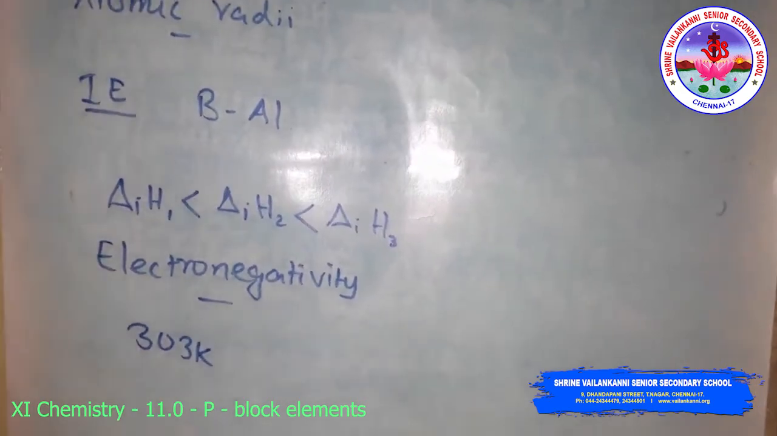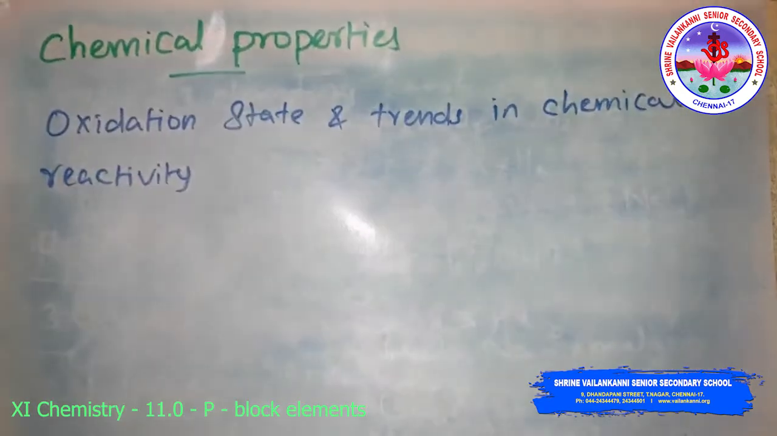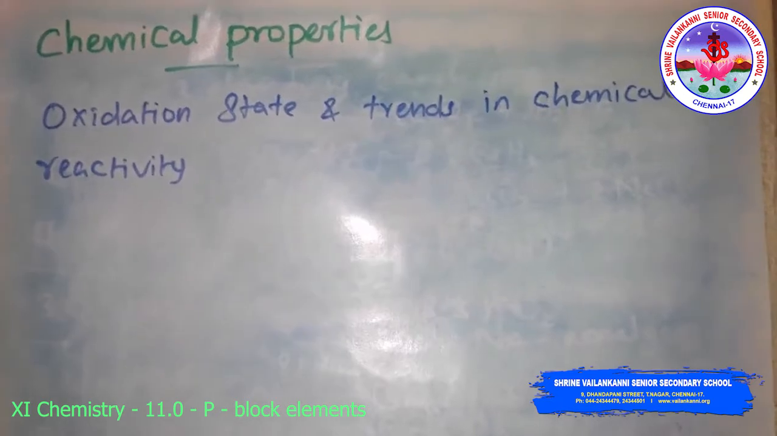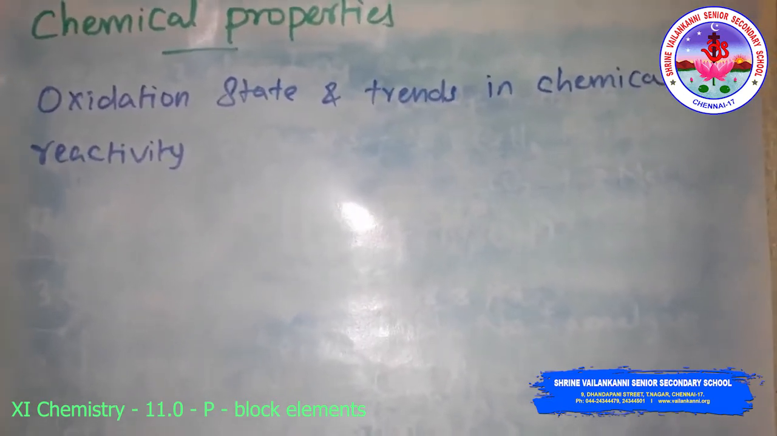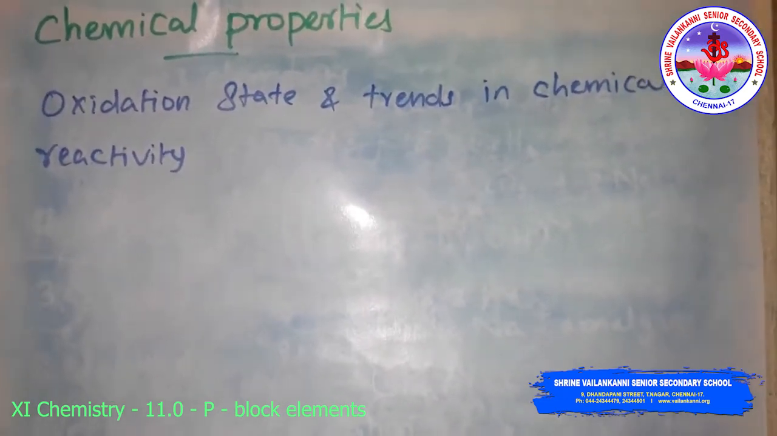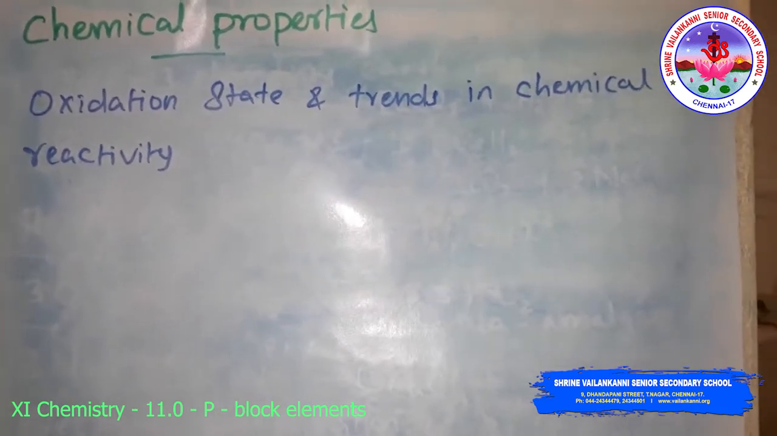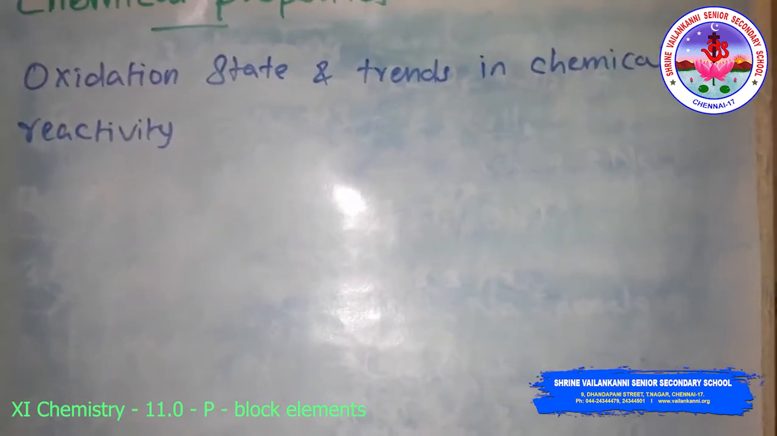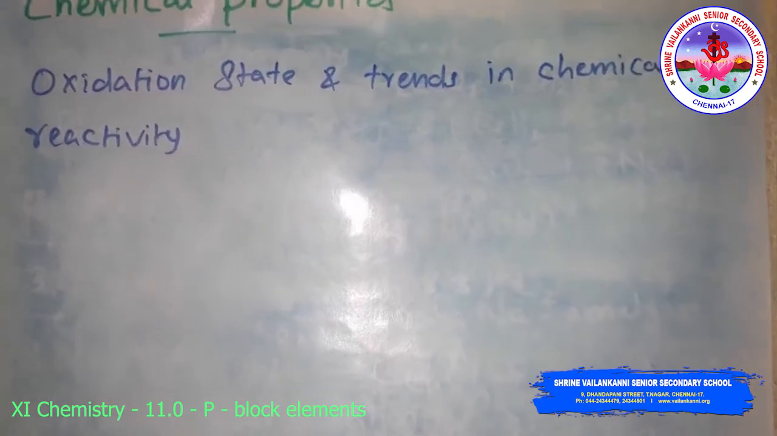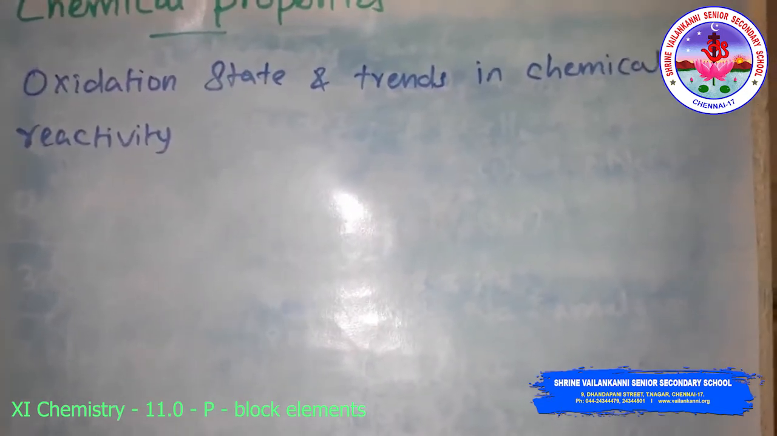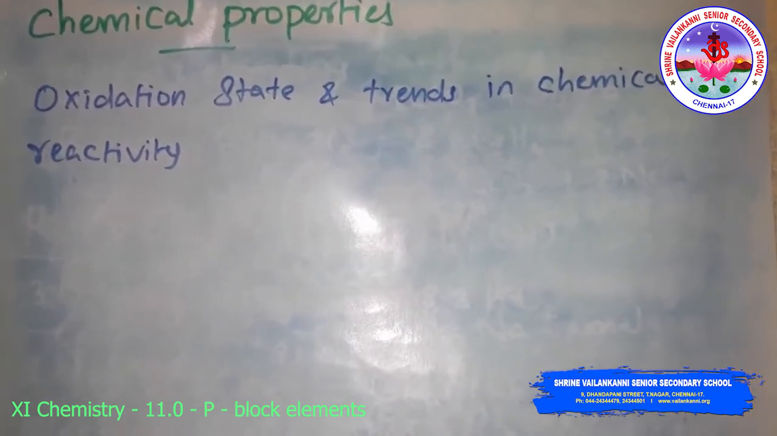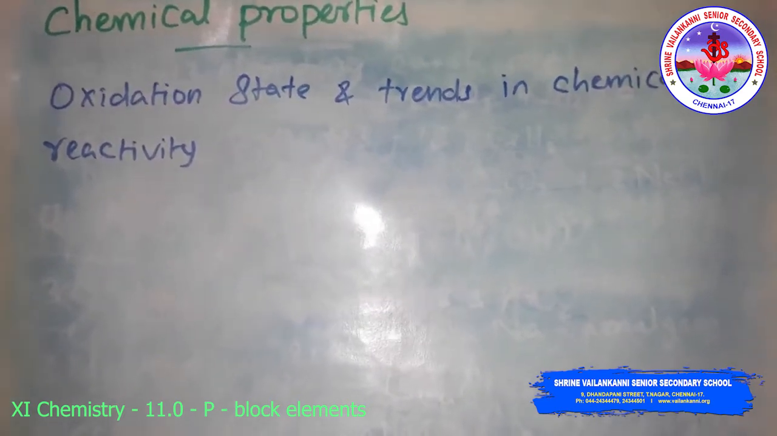Next, chemical properties. The chemical properties are the oxidation states and the trends in chemical reactivity. Due to the small size of boron, the sum of its first 3 ionization enthalpies is very high. You can see this in table 11.2, where the physical properties of group 13 elements are given. The first 3 ionization enthalpies being very high prevents boron from forming a +3 ion and forces it to form only covalent compounds.